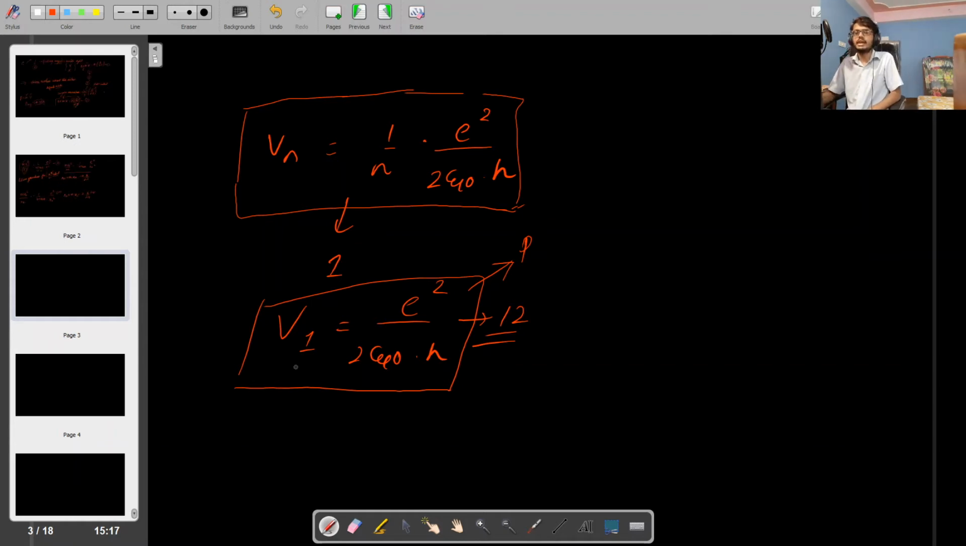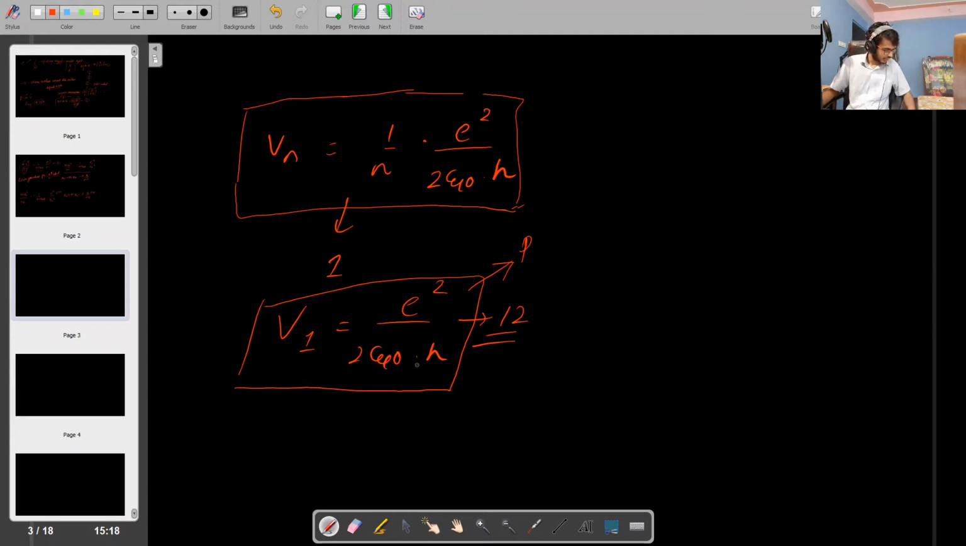Similarly, you can put any other value of n and check the velocity at every orbit, right? So this is how you do it. Okay, is this clear? It's clear, right? Okay, so now we had an equation.